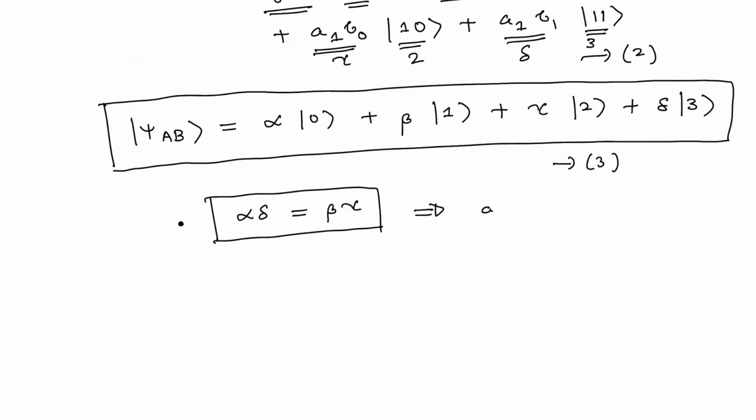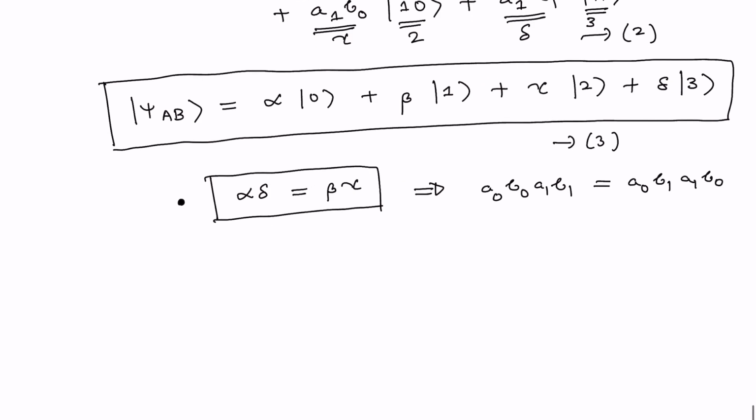If you look at the product of alpha delta, you will get A0, B0, A1, B1. On the other hand, the product of beta gamma is going to give you A0, B1, A1, B0. As you can see, left hand side is equal to right hand side, so this particular property is satisfied here. However, not all states obey this particular property. This means that all composite states cannot be expressed as a product state.